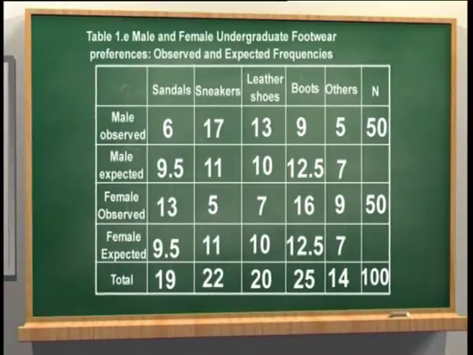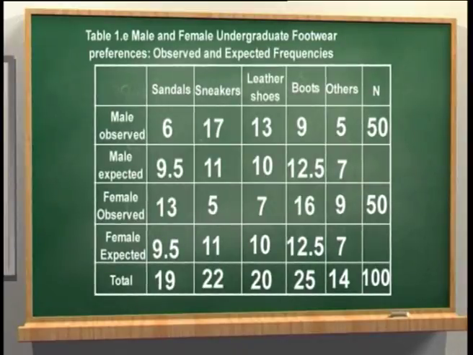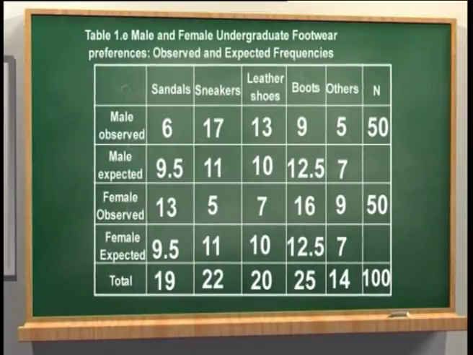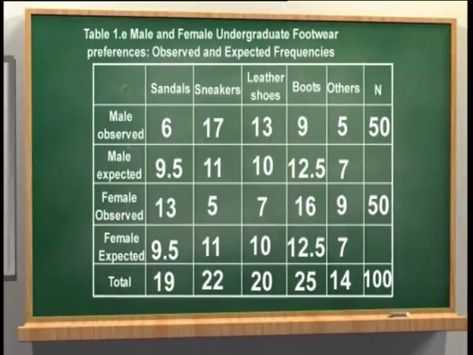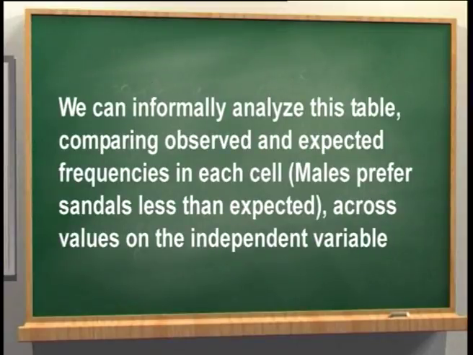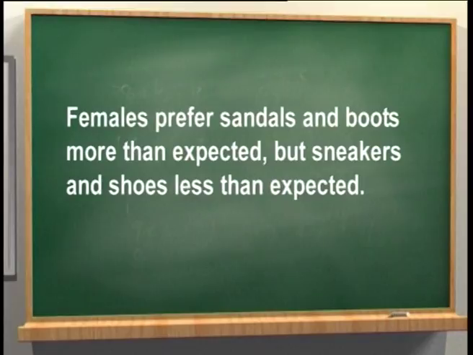The logic of this is that we are deriving the expected frequency of each cell from the union of the total frequencies of the relevant values on each variable as a proportion of all observed frequencies. This calculation is performed to derive the expected frequency of each cell, as shown in table 1E. We can informally analyze this table, comparing observed and expected frequencies in each cell across values on the independent variable or across values on the dependent variable. Females prefer sandals and boots more than expected, but sneakers and shoes less than expected.